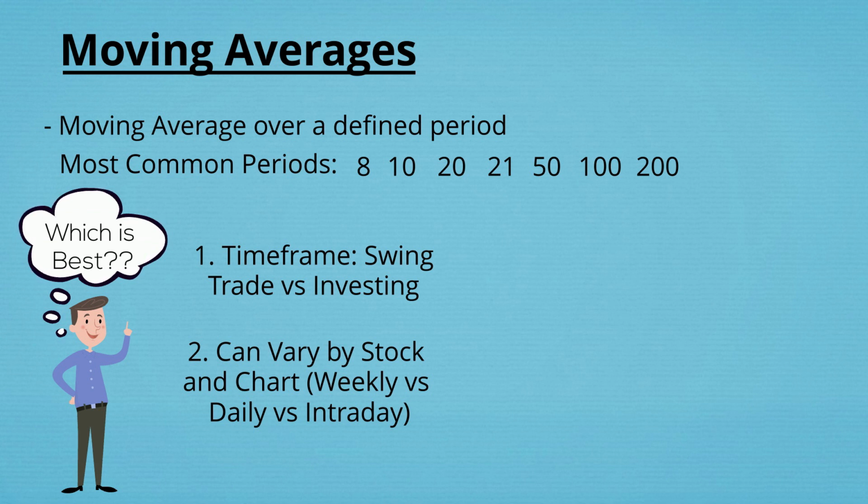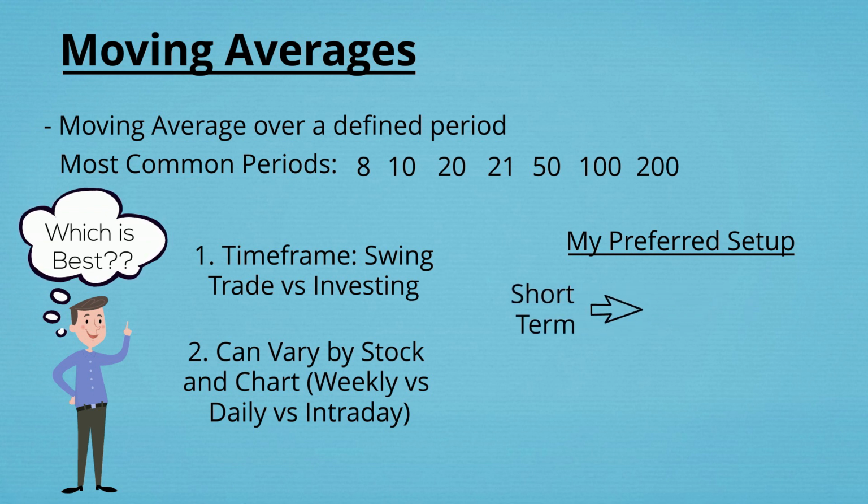So next, let me go over how I set my moving averages up. And again, I'm not saying this is the right way to do it. This is just a way that I found works best for me. You can try it, you can tweak it to what works for you. I just wanted to show you how I set up my charts. So for short-term indicators, so for swing type trades, I like to use the 8-day and the 21-day. I find that these just give me the best indicators for entering and exiting a trade.